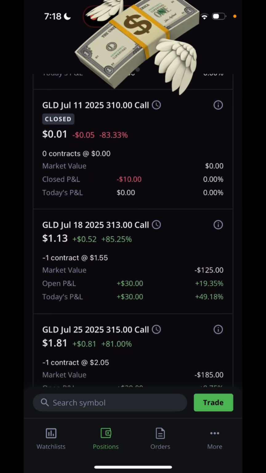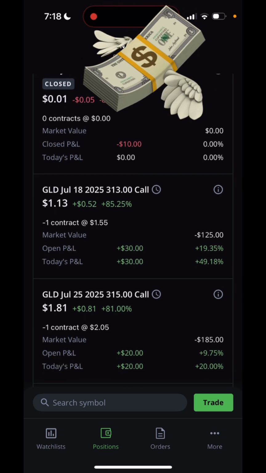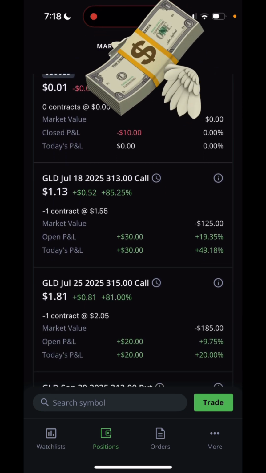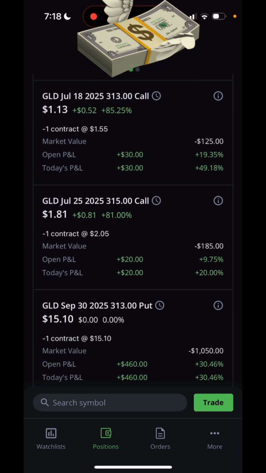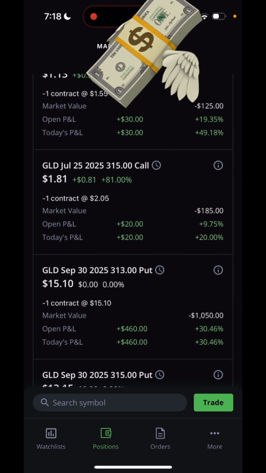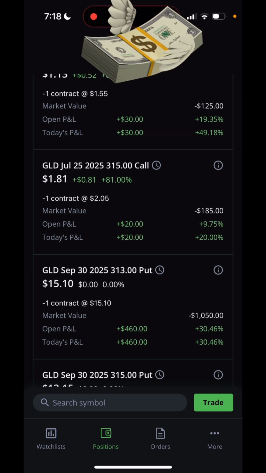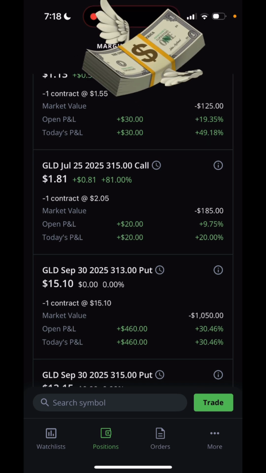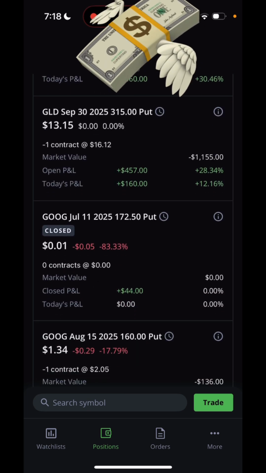So for next week, we have the 313 call. For July 25th, it's the 315 call. And so now our call strikes are aligned with our put strikes. So let's see how those go. We're just going to keep watching how gold trades over the next weeks to months.